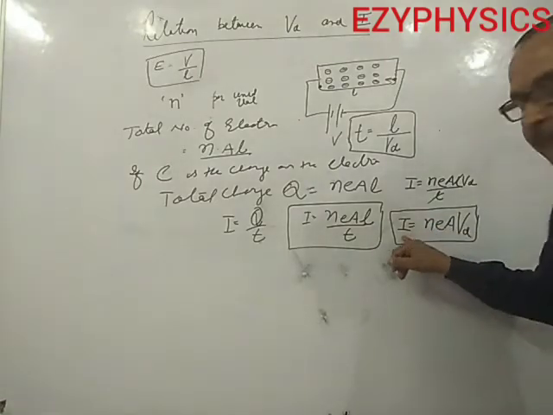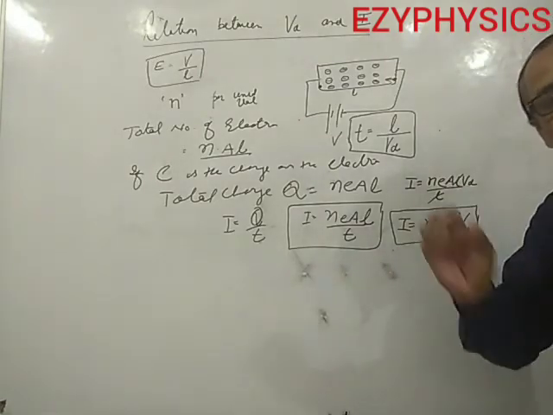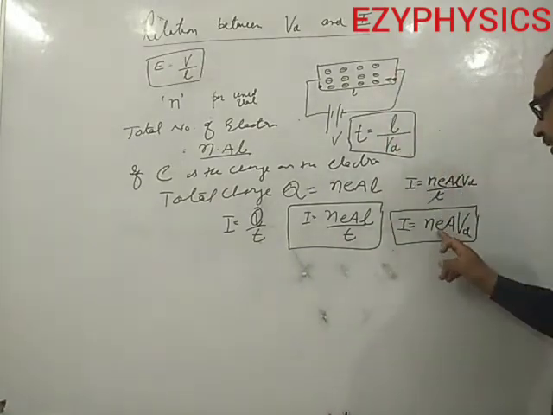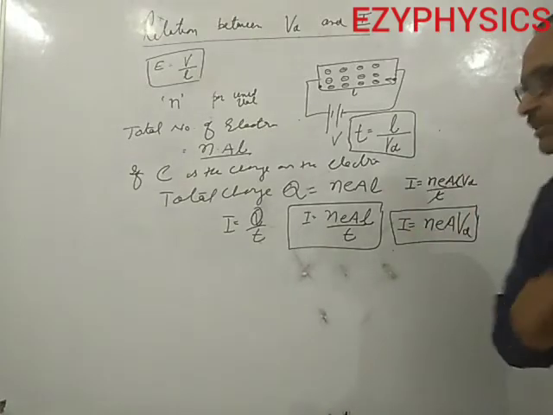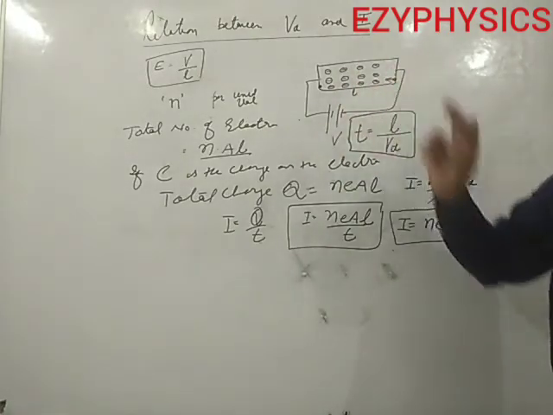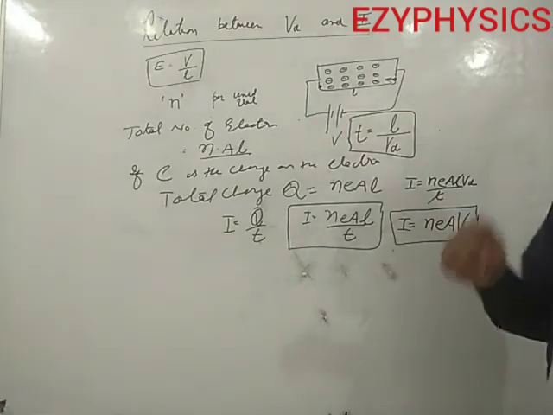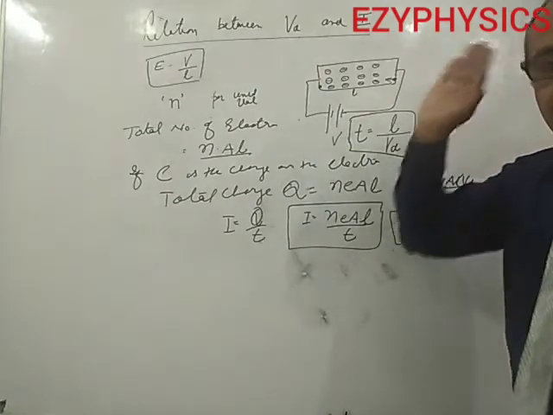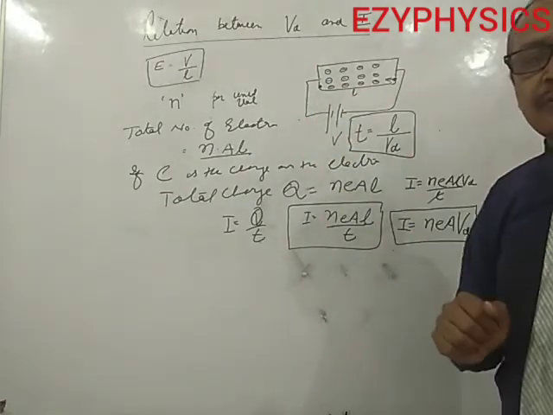I current हो गया. N is the number of electrons which are present inside the conductor. E is the charge on the conductor. A is the area of cross section of the conductor. And Vd is the drift velocity of the electrons.